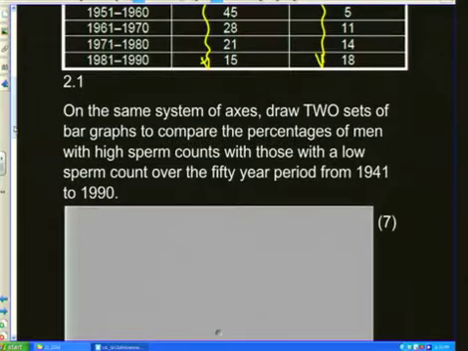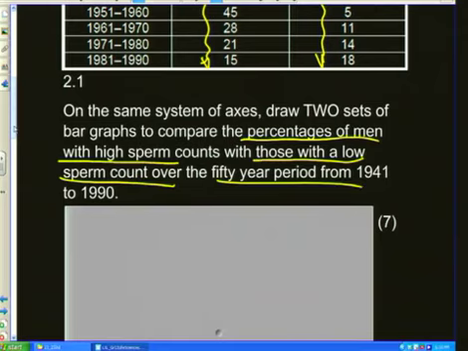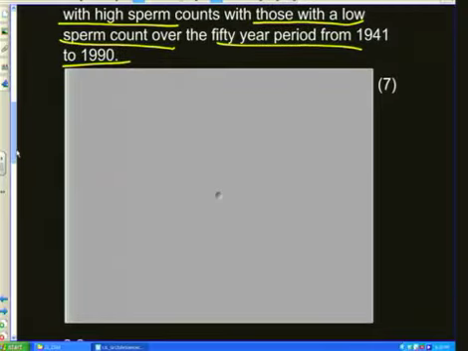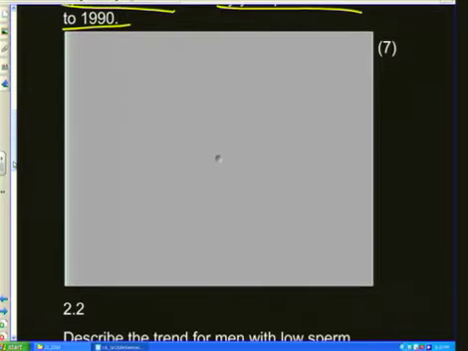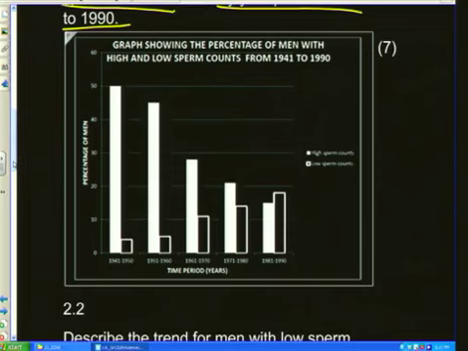On the same system of axes, draw two sets of bar graphs to compare the percentages, not the sperm count, but the percentages of men with high sperm counts with those with a low sperm count over the 50-year period, 1941 to 1990. And we're not going to waste too much time. Just going to open that up.